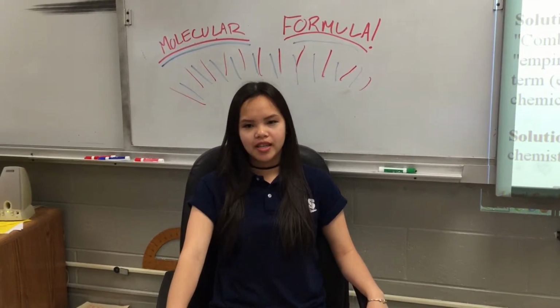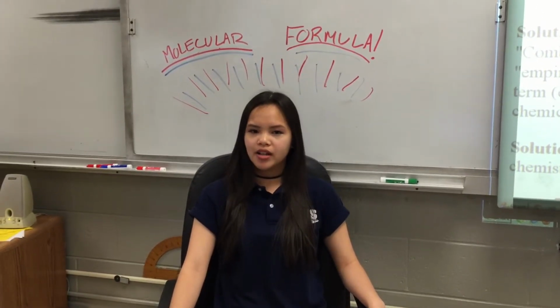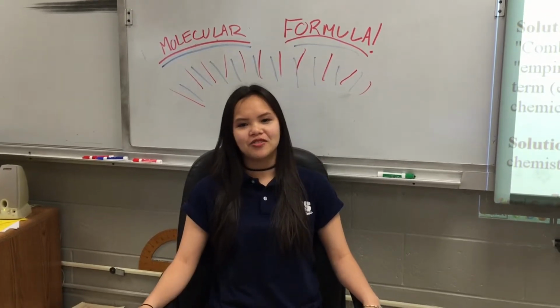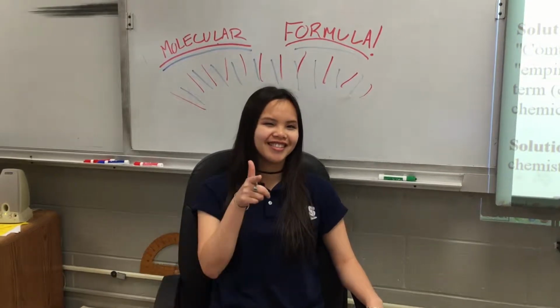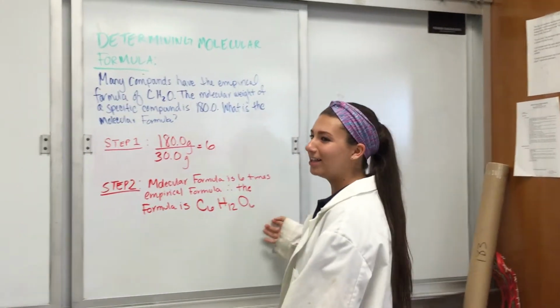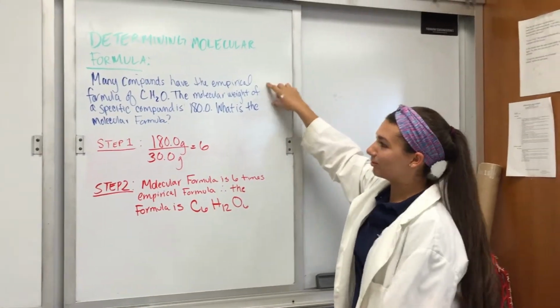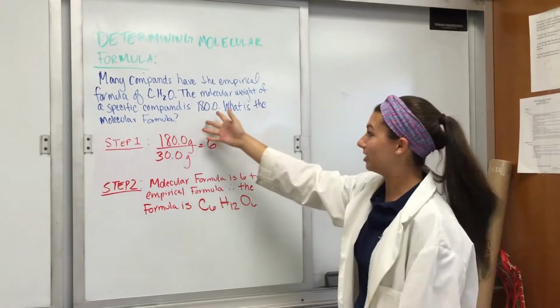A molecular formula gives the number of atoms of each of the elements present in one molecule of a specific compound. However, it does not show their structural arrangement, so that is what the empirical formula is for. So if you can find the empirical formula and know the molar mass, you can find the molecular formula. So for example, many compounds have the empirical formula CH2O. The molecular weight of a specific compound is 180 grams.